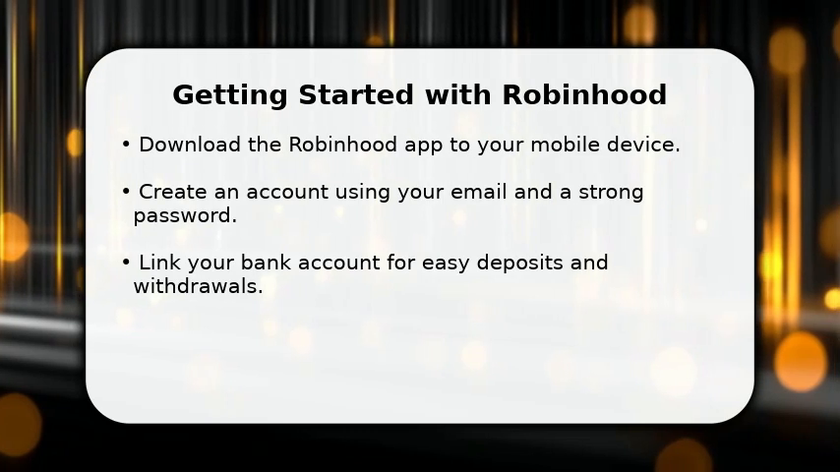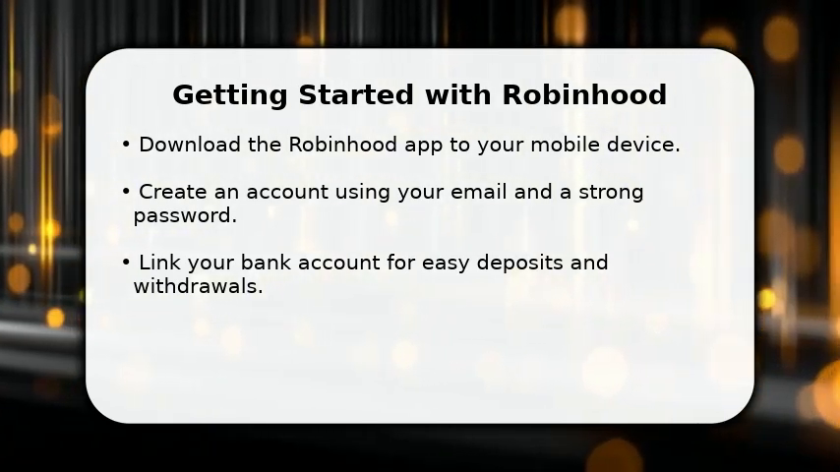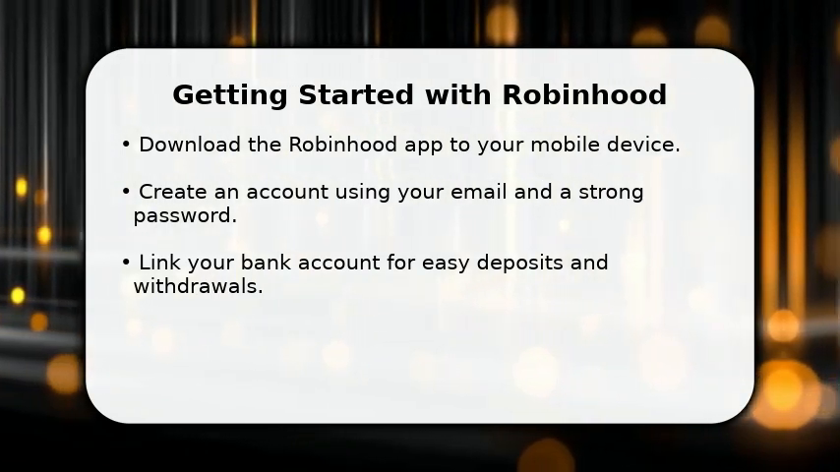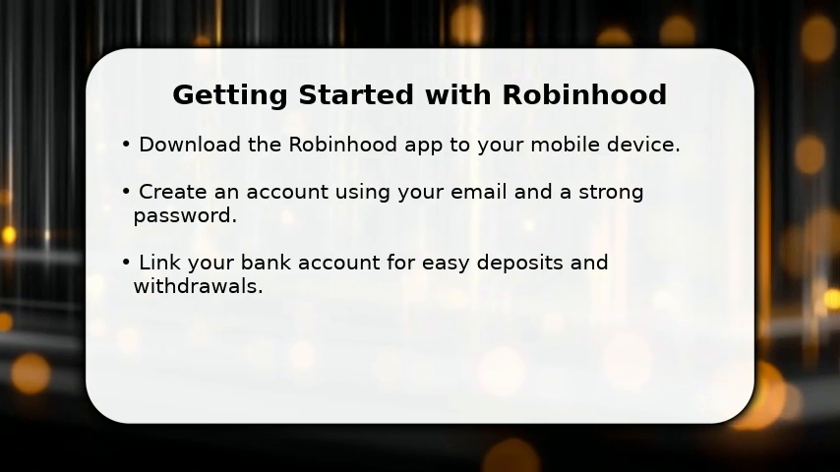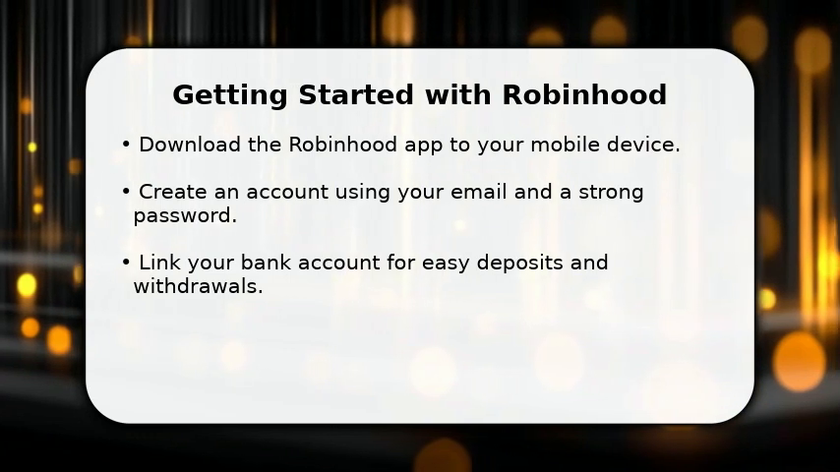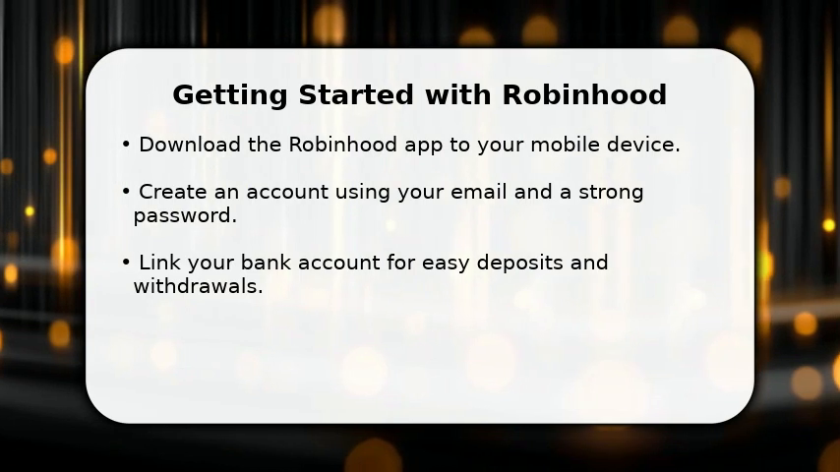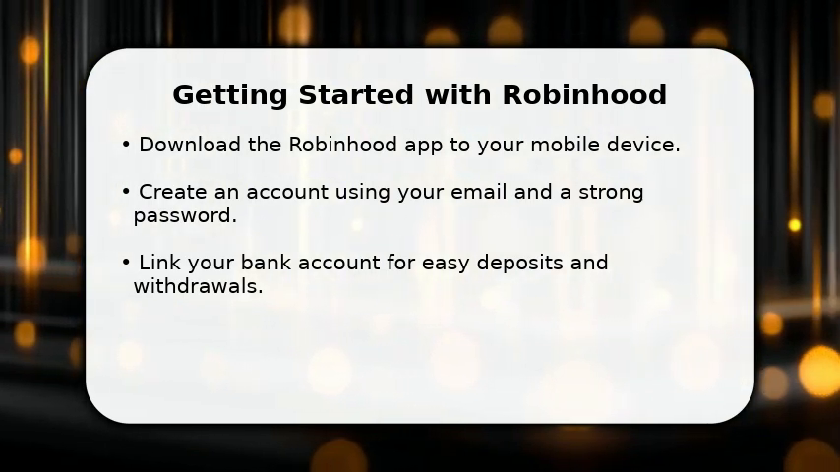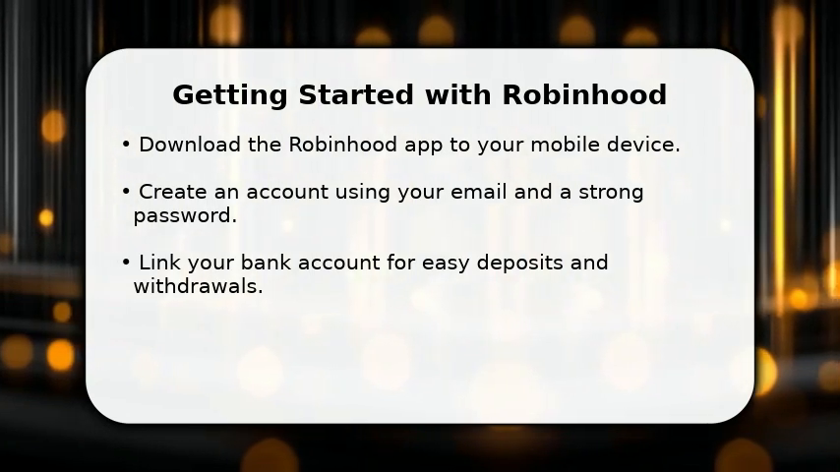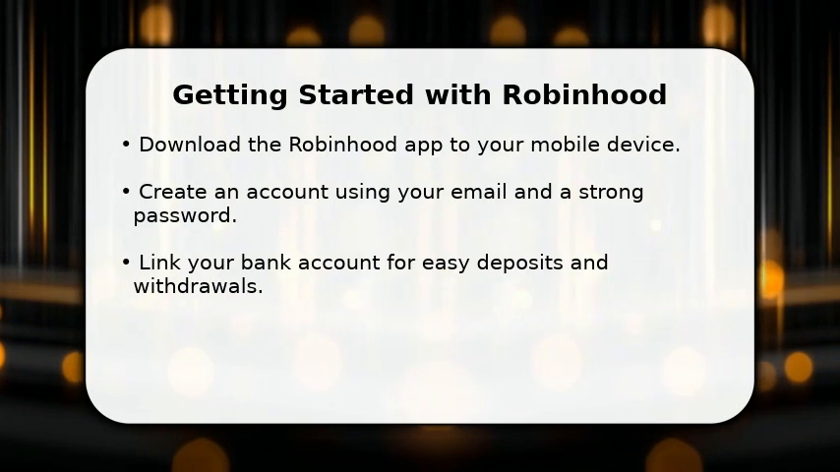In this video, I will explain how to use Robinhood step by step. First, download the Robinhood app from your device's app store. Next, create your account by providing your email and setting a secure password. You'll then link your bank account, which is essential for funding your investments and withdrawing money. Finally, complete the identity verification process by submitting any necessary documents, like a driver's license or passport. This ensures your account is secure and compliant.